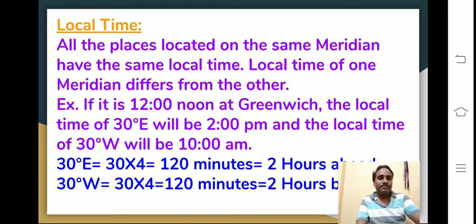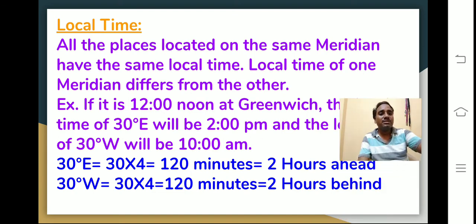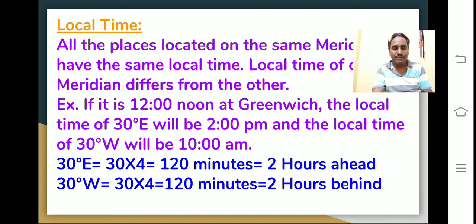Now local time. Friends, all the places located on the same meridian have the same local time. And the local time of one meridian differs from the other. For example, if it is 12 noon at Greenwich, the local time of 30 degrees east will be 2 p.m. The local time of 30 degrees west will be 10 a.m. How? Let us see through this mathematical expression.